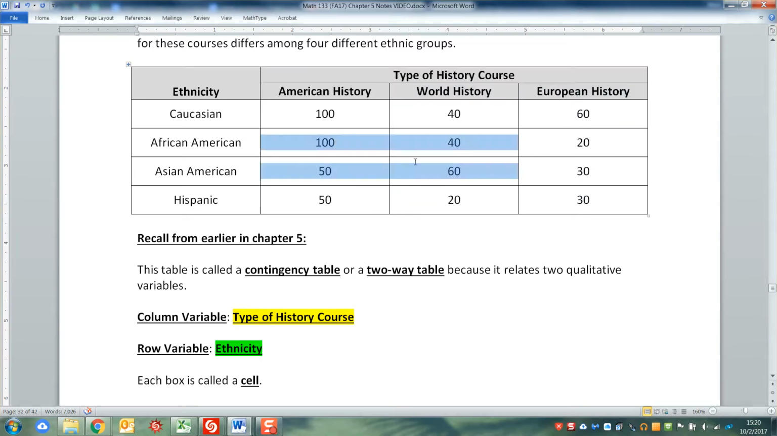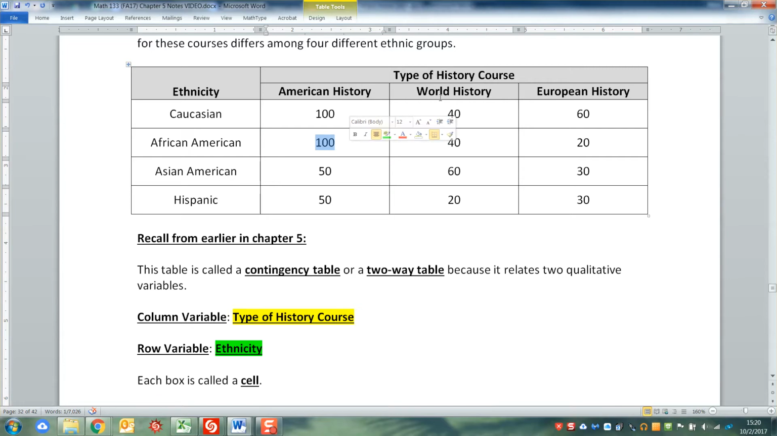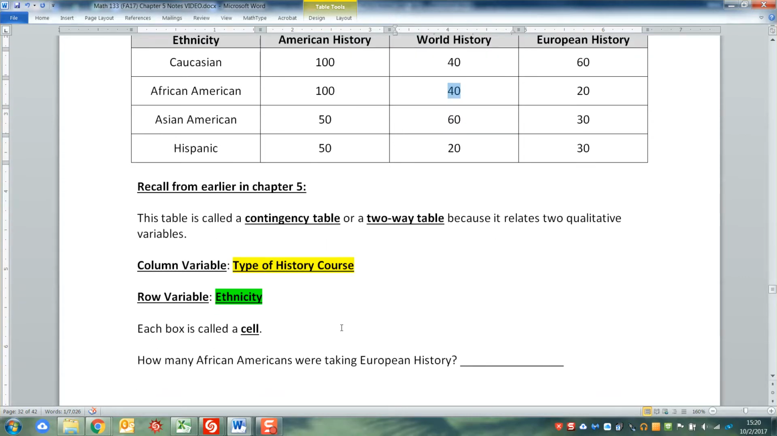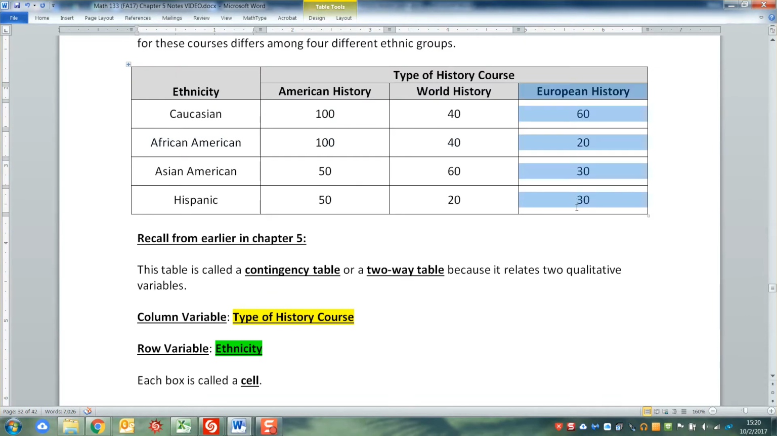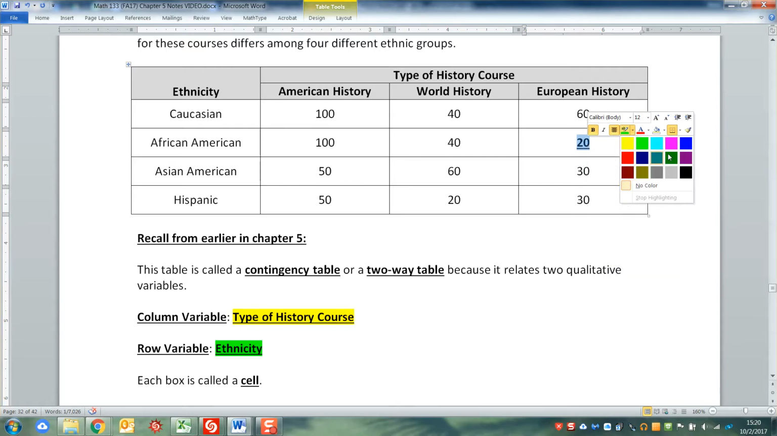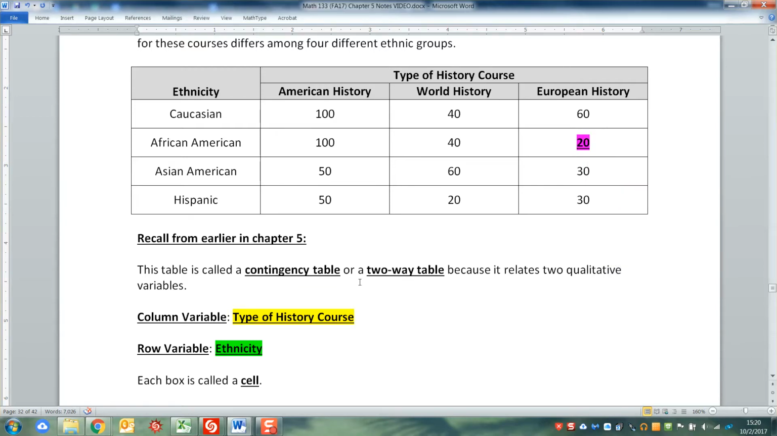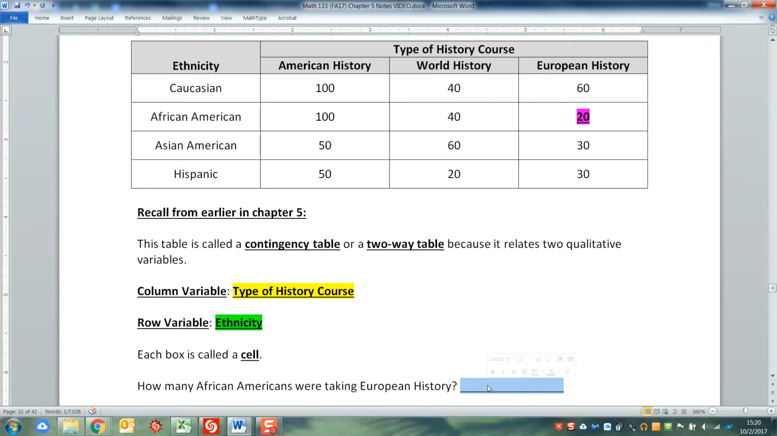Now, every single box in here is called a cell. So for example, the African American World History cell is this 40 right here. So they want to know how many African Americans were taking European history. So I'd want to look at the African American row, I want to look at the European history column, and where those two intersect is this 20 right here. So let me underline that. And I'm going to highlight it just for us to be able to see it more easily. So there you go.